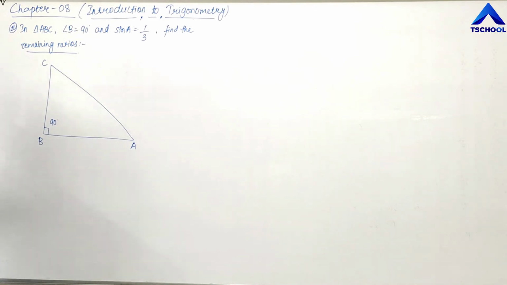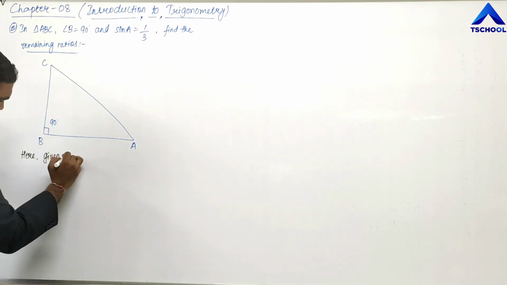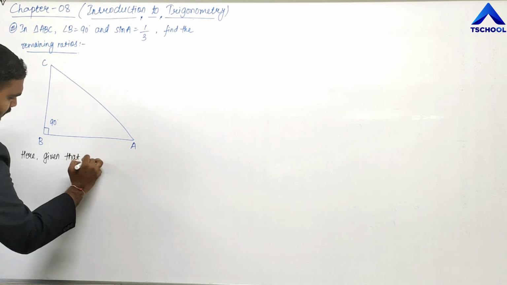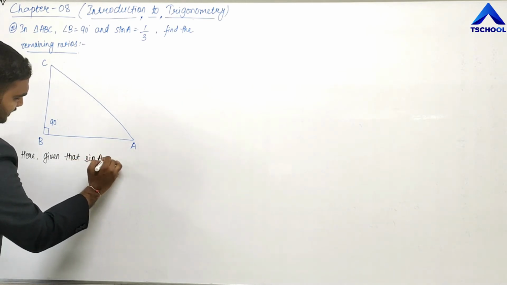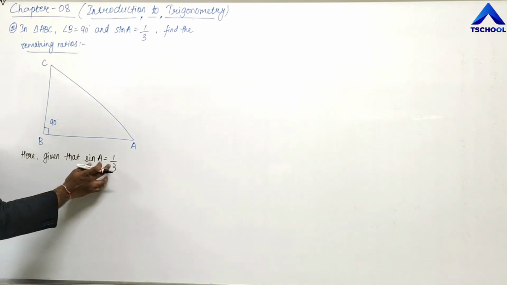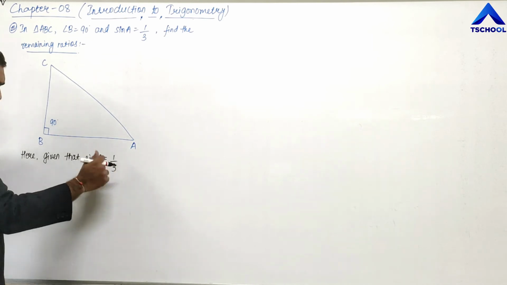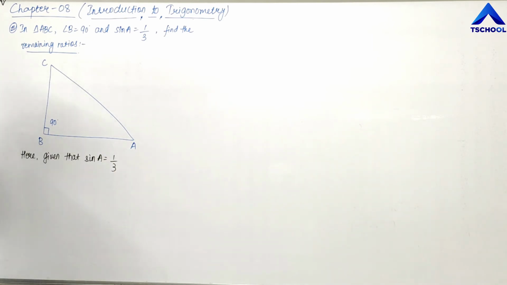Here, given that sin A is equal to 1 upon 3. So friends, what does this sin A equals 1 upon 3 mean? This 1 upon 3 here is the ratio, right?